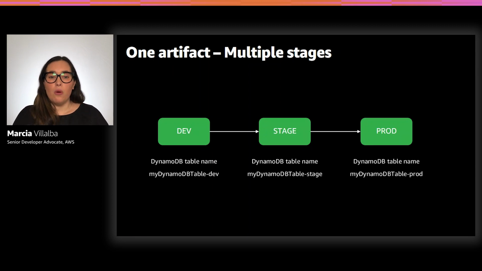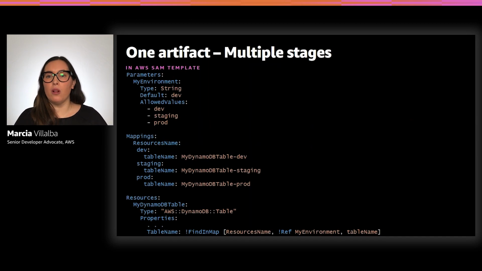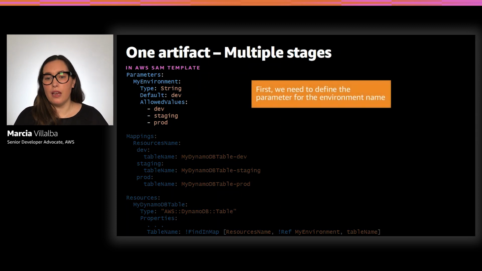For that, we can modify our SAM template in order to be very flexible to the environment that it is running in. So for that, the first thing we need to do is to define the parameters. And the parameters are basically all the names of your stages. In this case, I have 3: dev, staging, and prod, but if you have more, just list them here. And this parameter will be input by the CodePipeline. So the CodePipeline will tell in which environment this needs to be deployed.